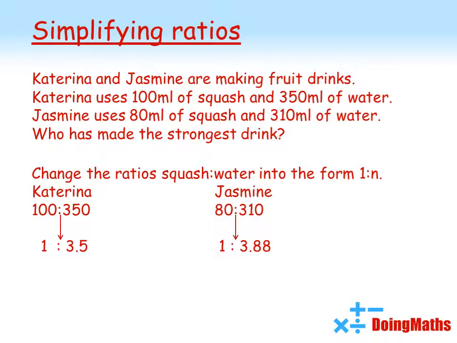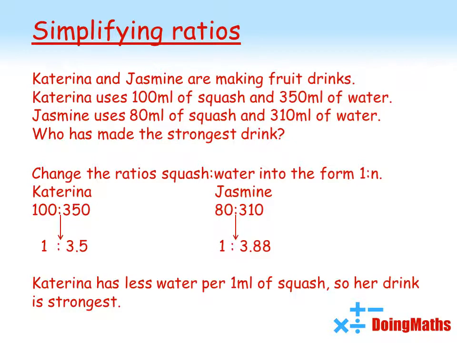So now we can really easily compare these. We can see that Katerina, for every unit of squash she uses, uses 3.5 units of water, whereas Jasmine, for every unit of squash, she uses 3.88 units of water. So that's more water per squash, hence Katerina must have the strongest drink.